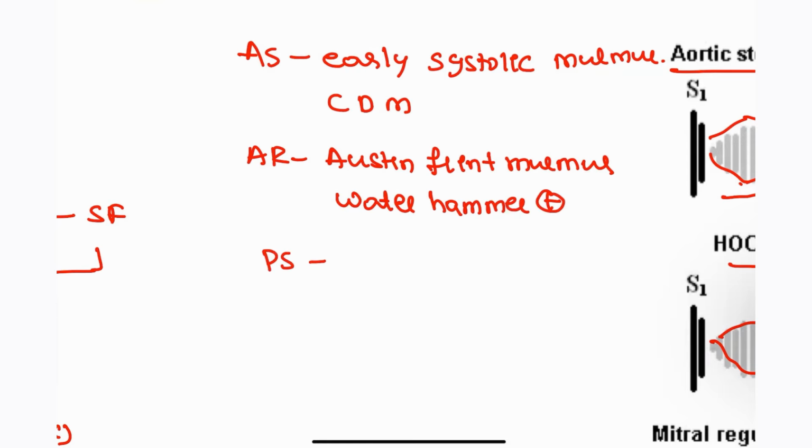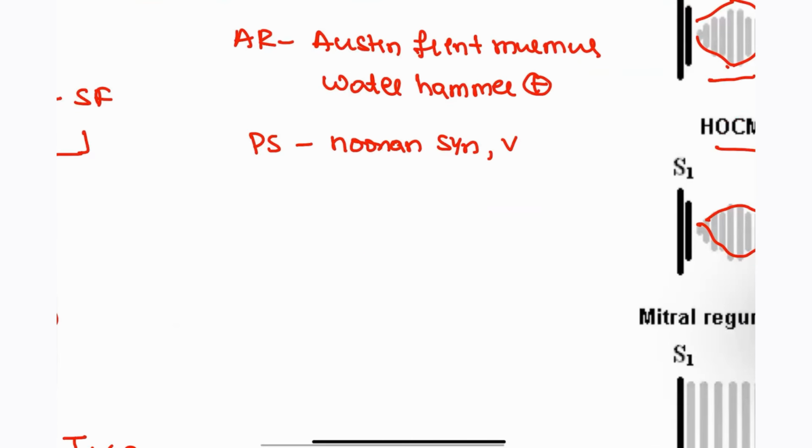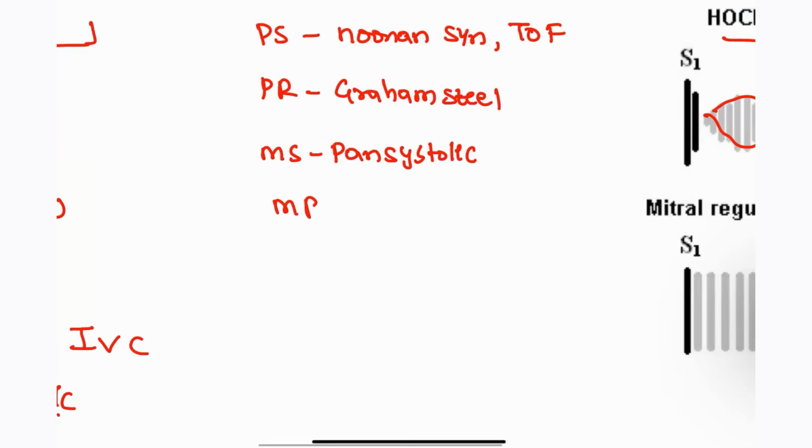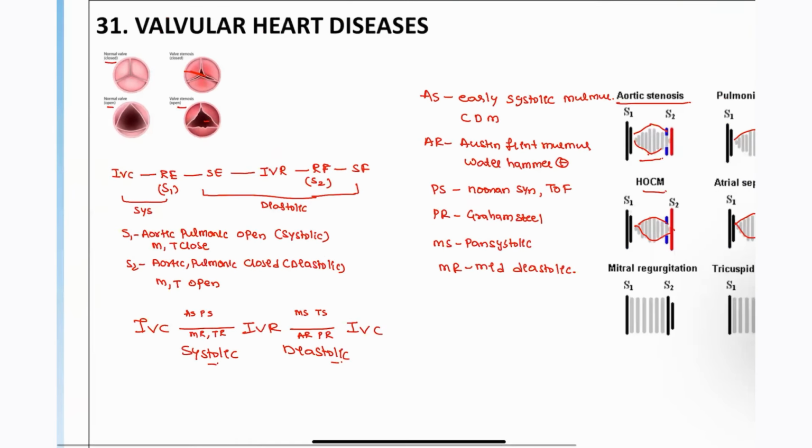Pulmonary stenosis, the patient will be having the systolic murmur, but this is associated with the Noonan syndrome. Okay, Noonan syndrome, and also VSD and also TOF patient, tetralogy of Fallot patient. PR is going to be Graham Steell murmur. Okay. Next, patients who are suffering from the MS, pansystolic murmur, and next MR patients, mid diastolic. Okay, mid diastolic murmurs. These are some of the murmurs that you have to remember for the valvular heart diseases.